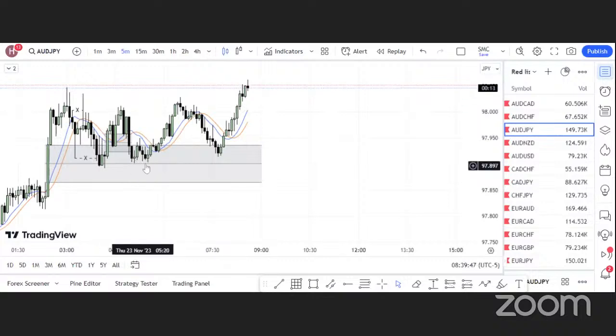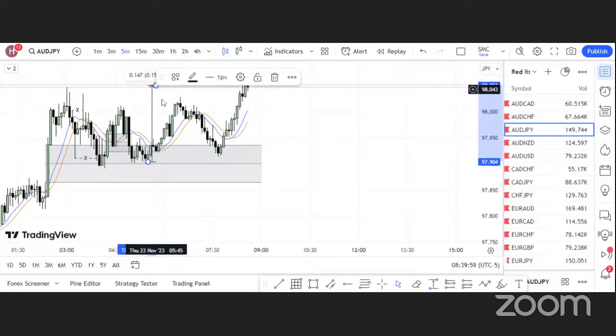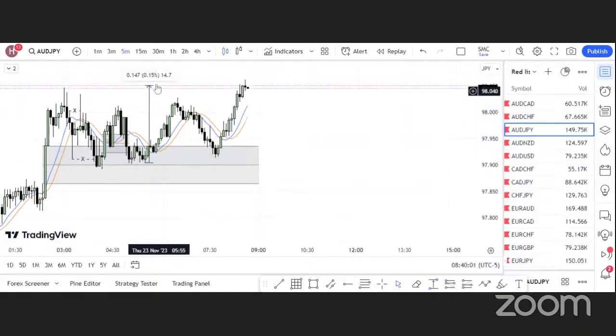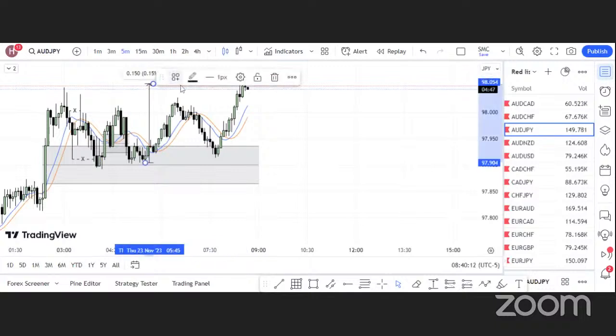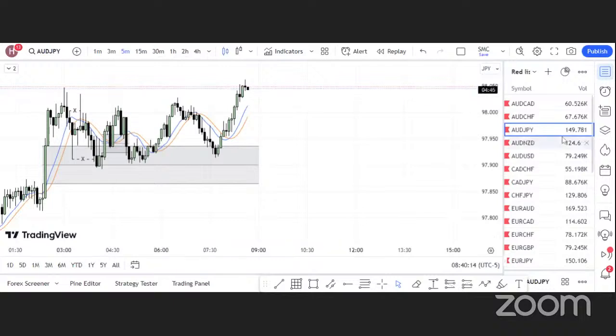So imagine how much I made from here to this area. Let me even see how much that is. So this is about 14 pips right now. Guys, 14 pips, 15 pips. Okay, 15 pips, no be small money. So that is it. Now let's continue with our analysis. Let's look for more setups.